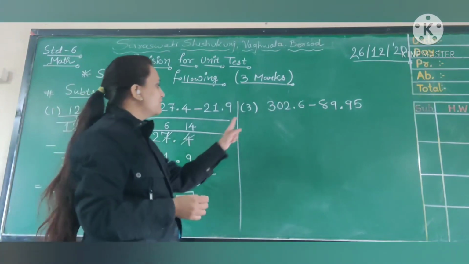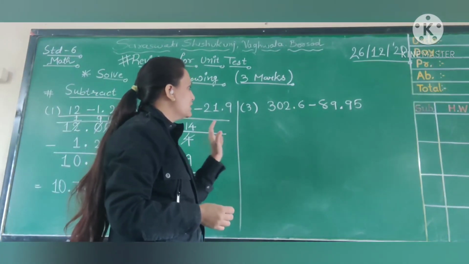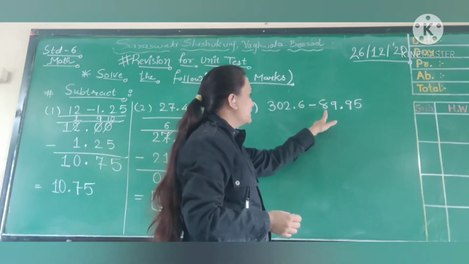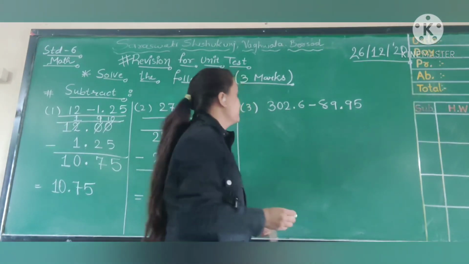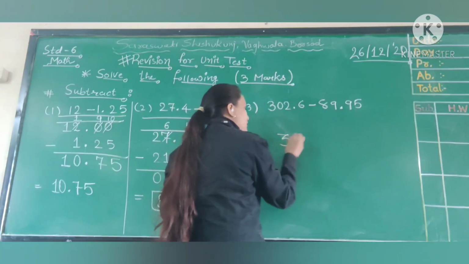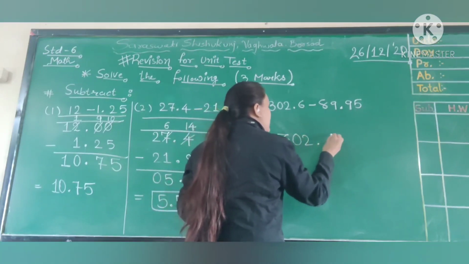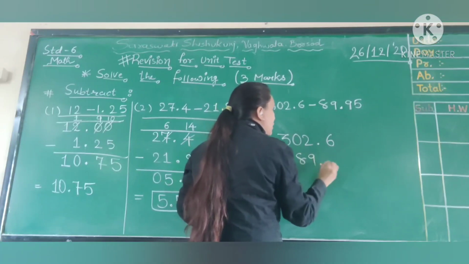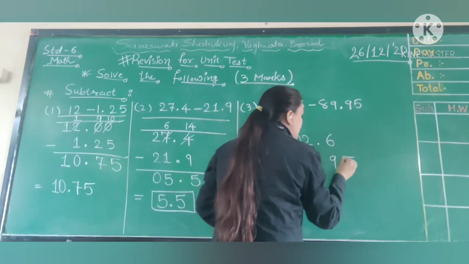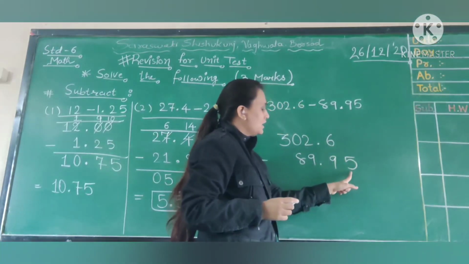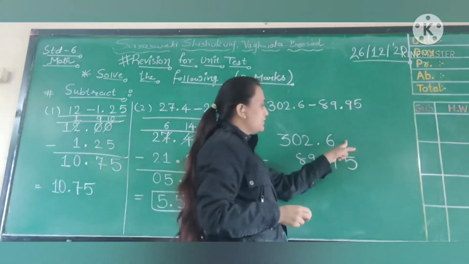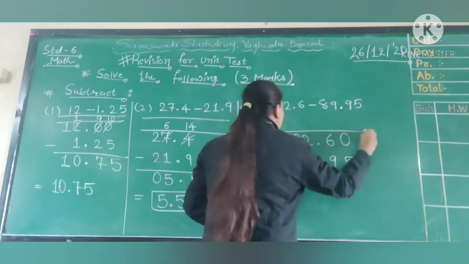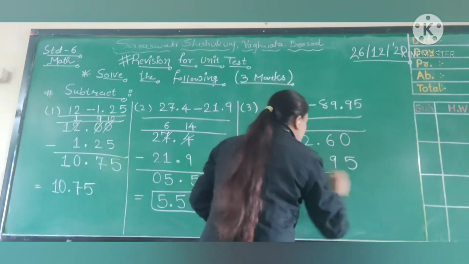Now let us simplify the third number. In the third number we have 302.6 minus 89.95. See here, the 100th place is given in one number, but in the other we haven't given the 100th place, so we have to take a 0 here. Now let us start the subtraction.